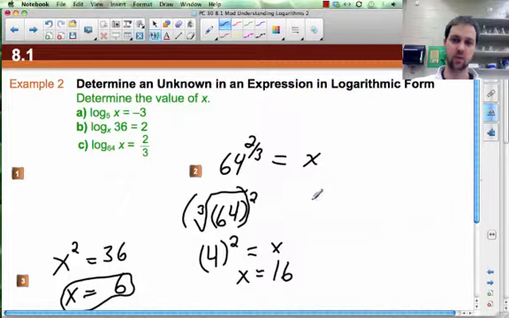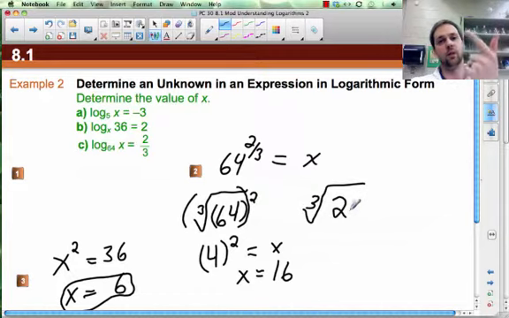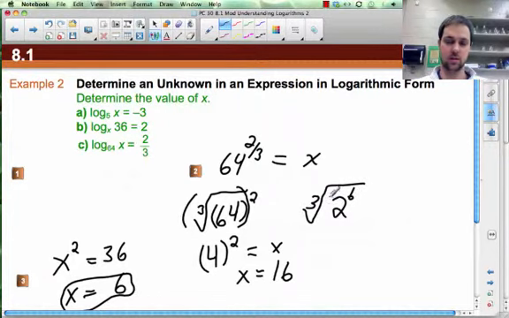Another thing you can do, if you don't recognize 64 right away as the cube of 4, you can try to write this as something else. Say base 2. So 64: 2 times 2 is 4, times 2 is 8, times 2 is 16, times 2 is 32, and a sixth time would give you 64. So 2 to the power of 6 is 64, and then you could square that.